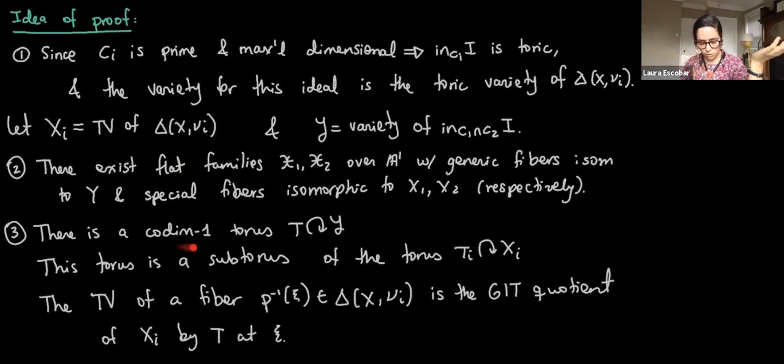So there's a codimension one torus T acting on Y. And you can see that complexity one torus by looking at degrees. It really does follow from the fact that this initial ideal is a refinement of the other initial ideal. So that immediately tells you that there's a codimension something torus. But yes, this is the codimension one torus acting on Y.